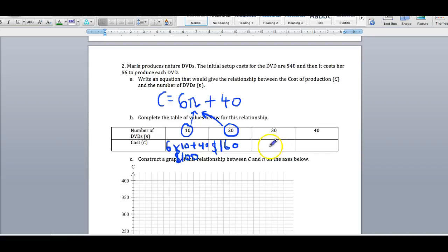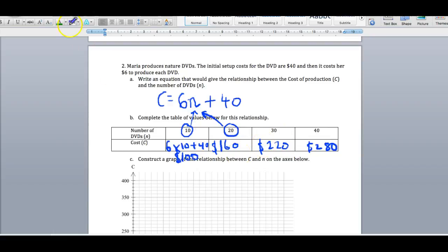6 times 30 is 180 plus $40 is 220. And then 40 times 6 is 240 plus 40, no, 280. The reason I thought it was 300, but initially I can see it's going up by $60. Okay, so going up $60 each time.